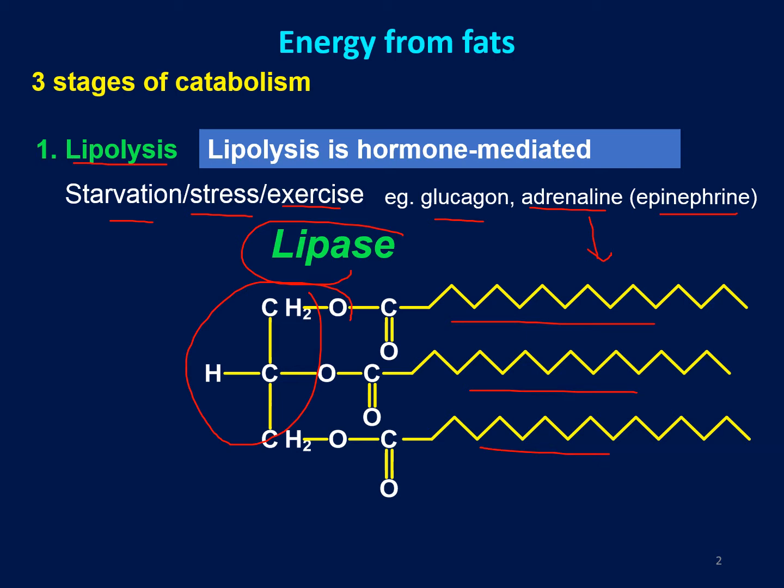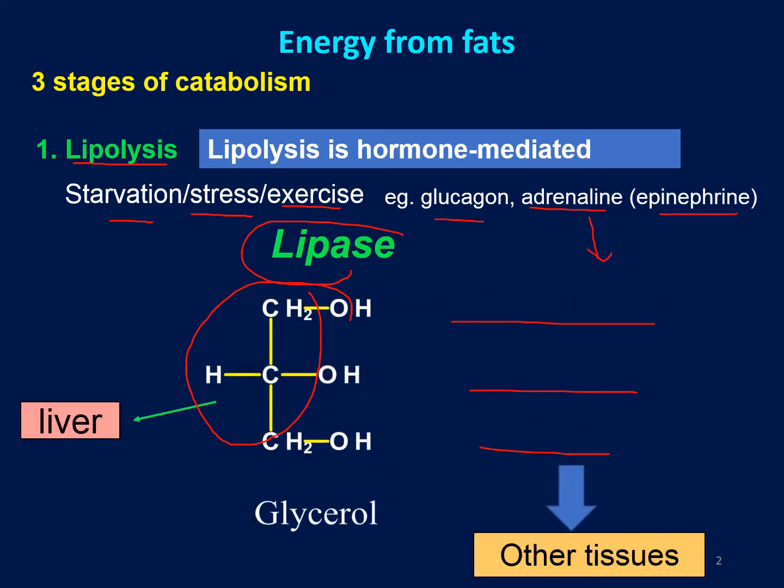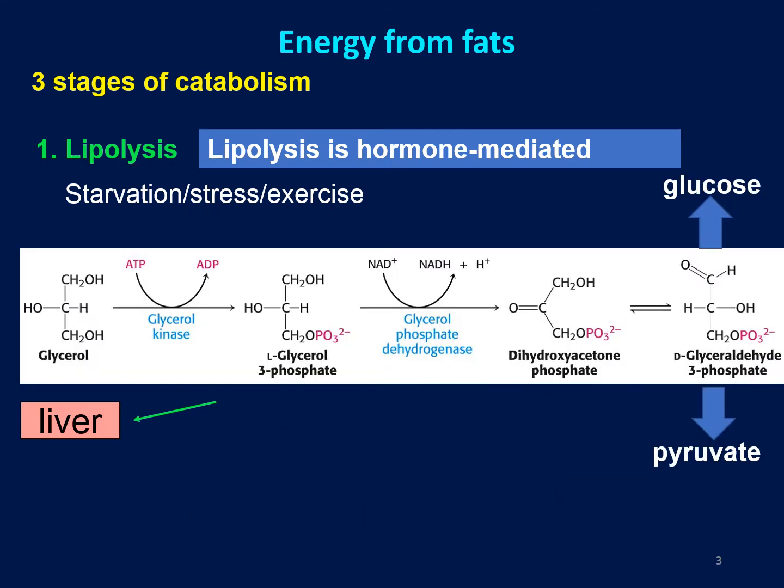These fatty acid chains will be released into other tissues, while the glycerol can only be metabolized in the liver. Remember, glycerol is an alcohol, and all alcohols are metabolized in the liver. To utilize glycerol, we need to convert it into sugars, or a derivative of sugar molecules. That is performed by multi-step reactions.